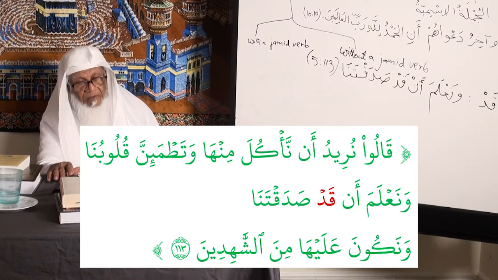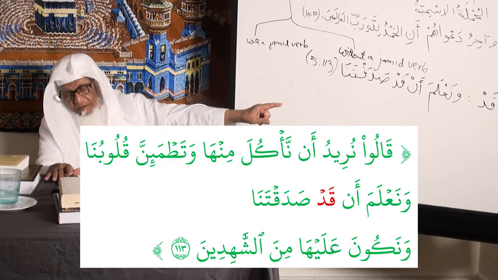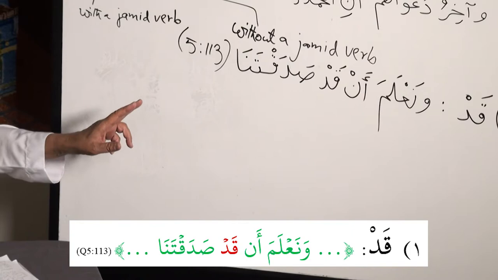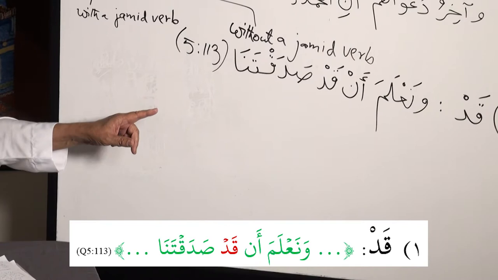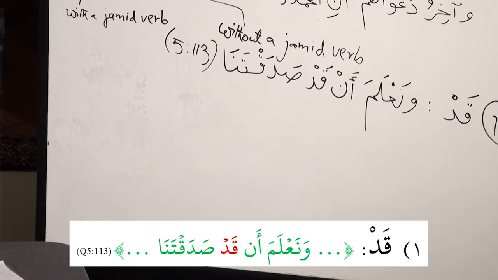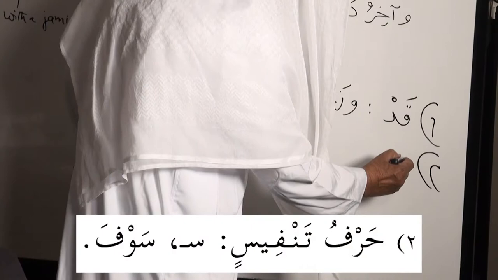So here we have وَنَعْلَمَ, and this أَن is lightened. قَدْ صَدَقْتَنَا. Now there is no jamid verb here, it's not a jumla ismiya. Secondly, it is a verbal sentence but without a jamid verb. So we need قَدْ here. One of four things I told you. So here it is قَدْ. وَنَعْلَمَ أَنْ قَدْ صَدَقْتَنَا. So that we know that you have told us the truth. Number one is قَدْ. Number two is harf tanfis.